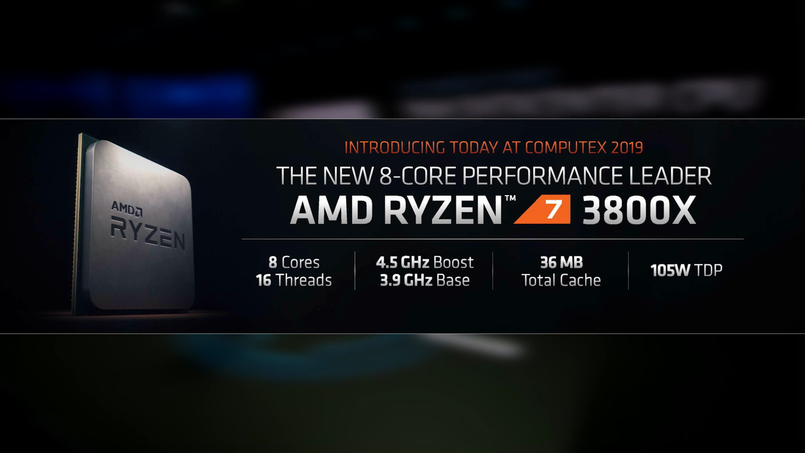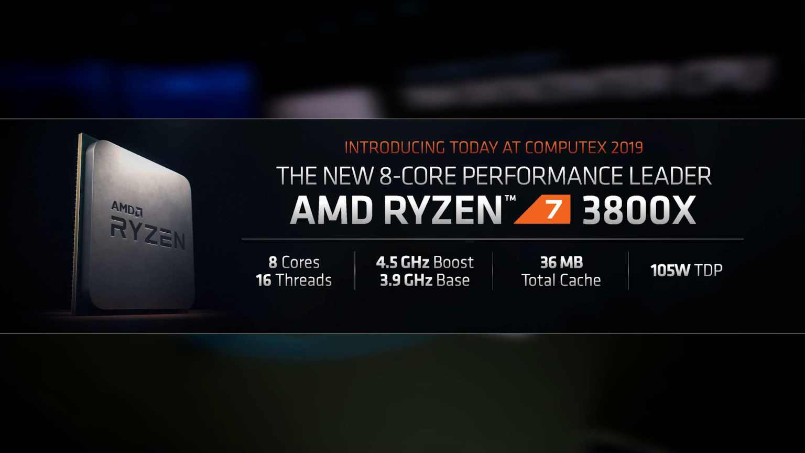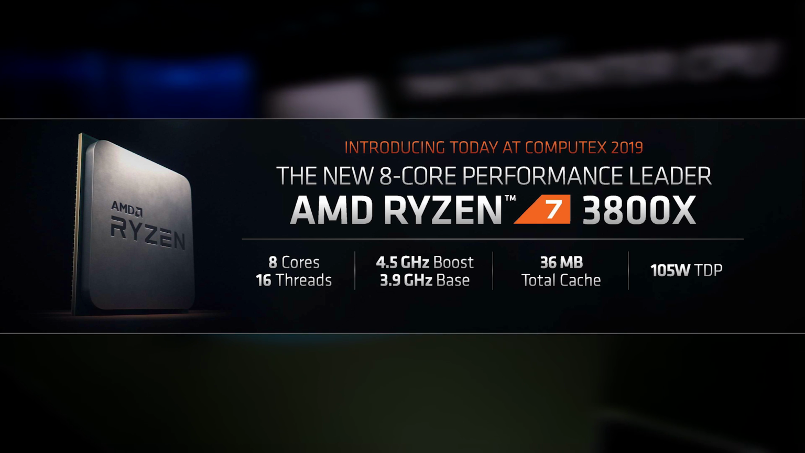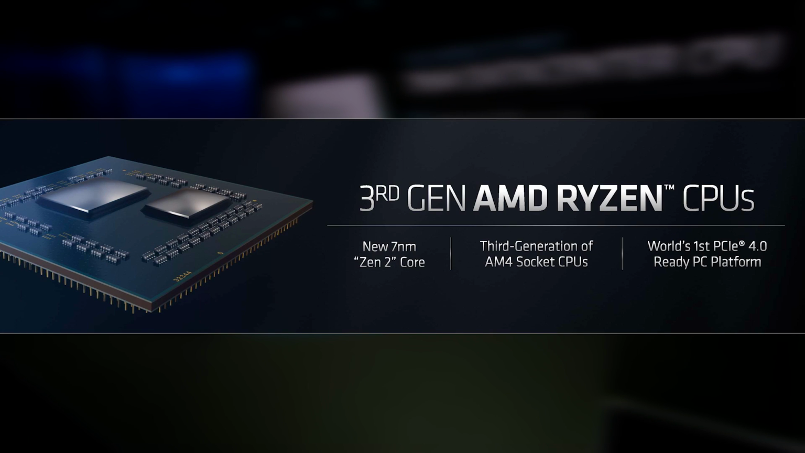I'm going to be interested to see what happens when the Ryzen 4000 series comes out, whether AMD are going to have any backwards compatibility there. I'm probably going to guess not, but at the very least, for this generation, you're going to be really good.